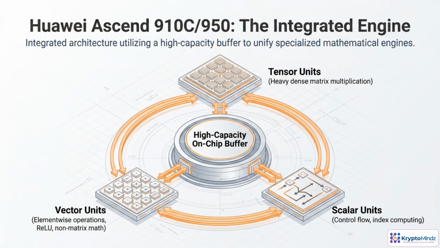Ascend 910C and 950 are built around one big idea: keep data on chip and move it efficiently between specialized engines. At the center is a large buffer that acts like a shared workspace. Tensor units handle heavy matrix multiplications. Vector units handle element-wise ops like ReLU and normalization. Scalar units manage control flow, indexing, and lightweight math. Deep learning layers are decomposed across these units, with activations and weights reused from the buffer, which reduces off-chip memory traffic and boosts throughput and energy efficiency.